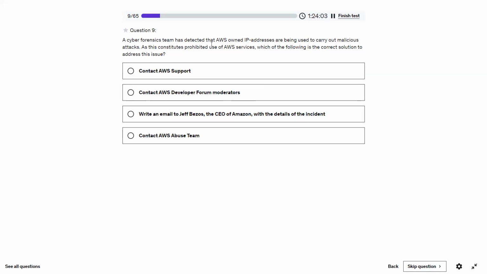So to whom will that person report? Will he drop an email to Jeff Bezos, contact the abuse team, post it in the forum, or contact the support team? The correct answer is the abuse team. So there is an abuse email, I think abuse@amazonaws.com. We need to drop an email to them and convey: this is the IP address, and it looks malicious, and it is trying to hack our system, or sending some malicious information to our system.